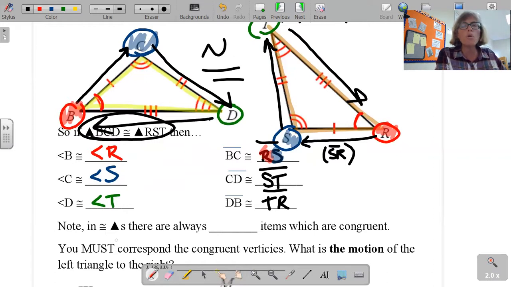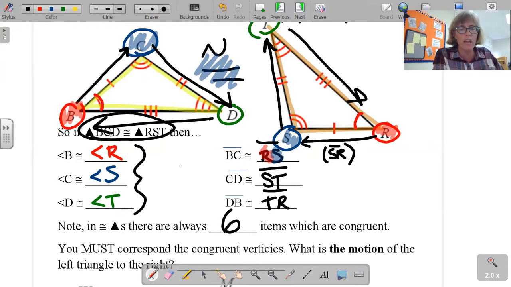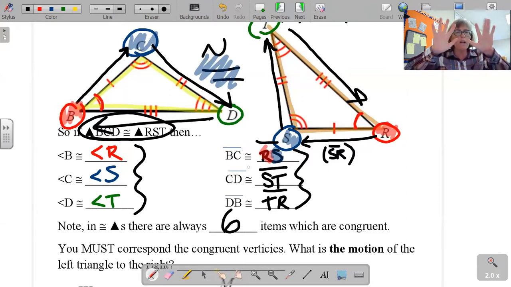Note, when you are told that you have congruent triangles, there are 6 items, 6 pairs of items, 3 sets of angles, 3 sets of sides. So when you are told the whole triangles are congruent, all the corresponding parts are congruent, there's 6 pairs of things congruent. 3 pairs of sides matching, 3 pairs of angles matching.